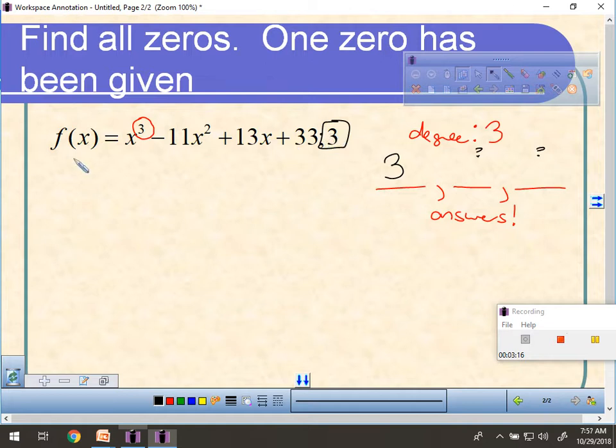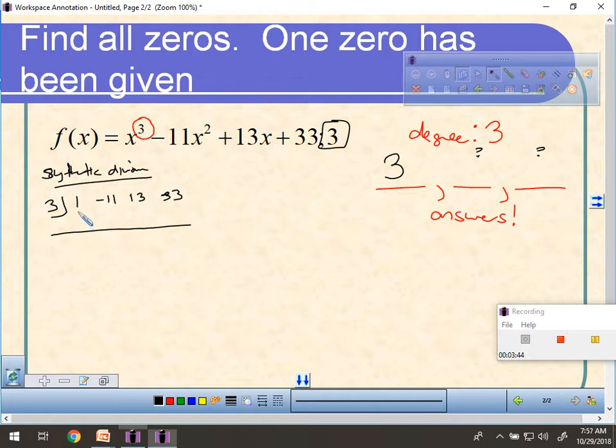The way we do this is we pick up with synthetic division. So we're going to put that answer, that 3, inside of my half box and draw a line. Then we're going to put our coefficients down from the polynomial. This is understood 1, so that's a 1. That's negative 11, that's 13, and that's 33. So I'm going to put down my coefficients, 1, negative 11, 13, and 33, and we're just going to do synthetic division on it.